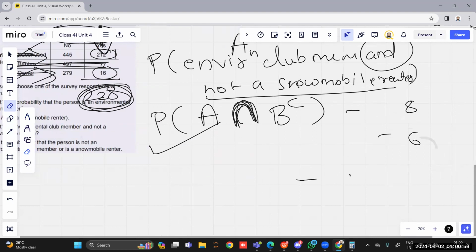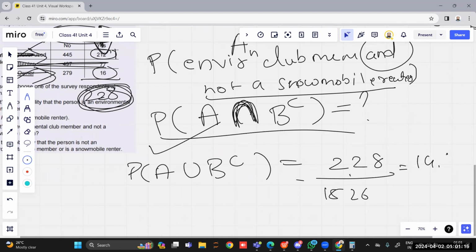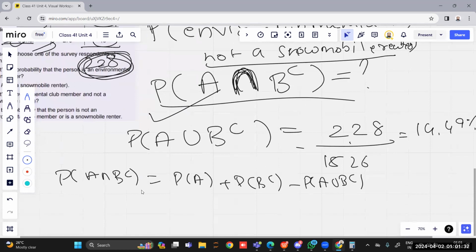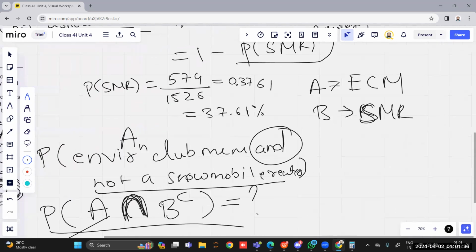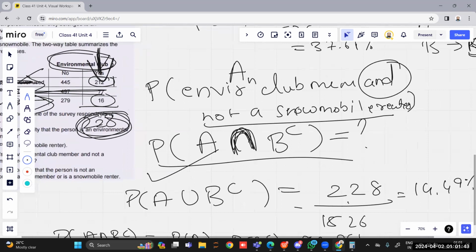That's correct. For finding this, what we are getting is A union B complement: 228 upon 1526, so it is 14.49%. So for finding A intersection B complement, we need to do probability of A plus probability of B complement minus probability of A union B complement. What will be the probability of A? Environmental club owner. So how many environmental club owners are there in total?